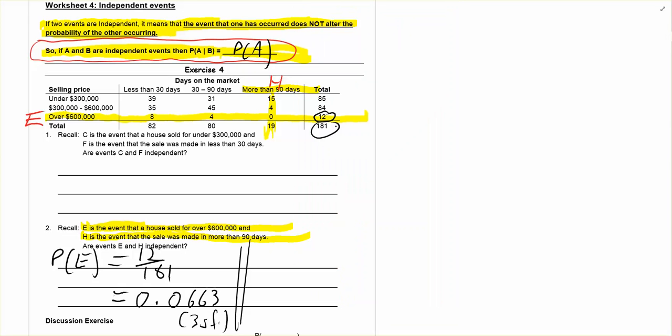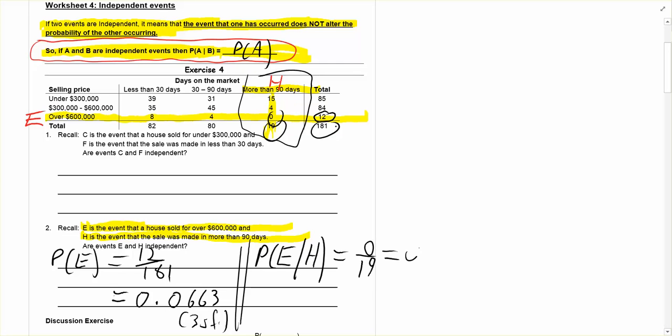And if we want to know if it's independent of event H, then we need to calculate the probability of E given H and compare it and see if it's the same or not. So E given H means it's out of the houses that sold for more than 90 days only, so it's out of 19. And how many of them were expensive? 0. So actually 0 chance. If we pick from this particular group of houses, there's none of them that would fit that category.